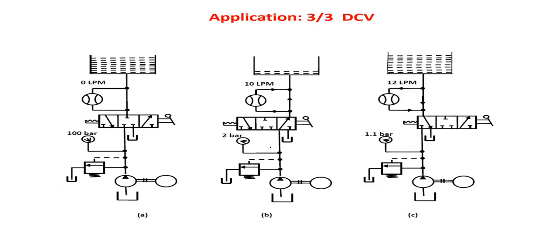Let us have an application of 3 by 3 direction control valve. So it has got 3 positions and 3 ports. Normally you can see that it is holding the fluid which is there in the tank. In this diagram you can see that when it is actuated with the help of a hand lever, in this position it will try to fill the tank.